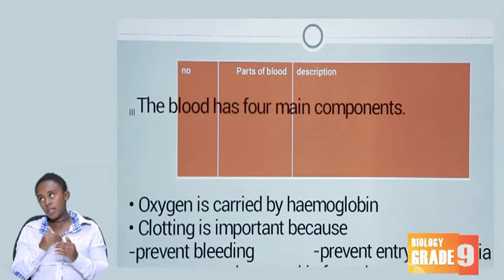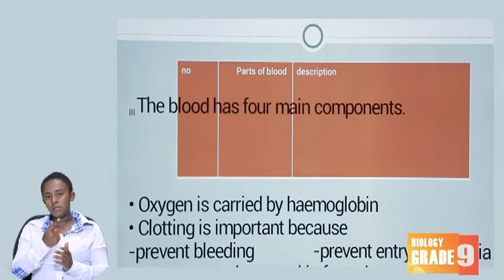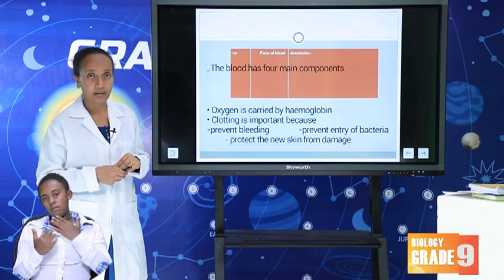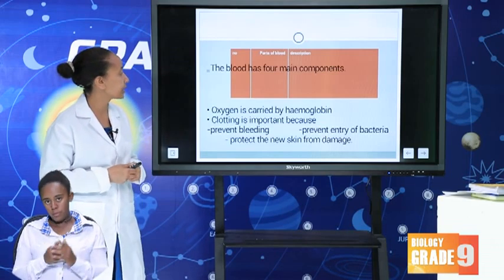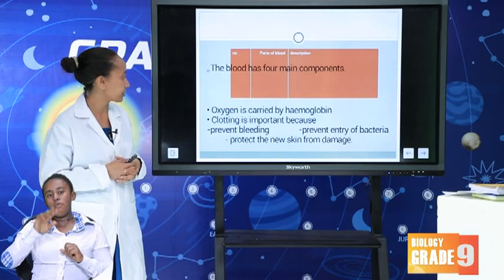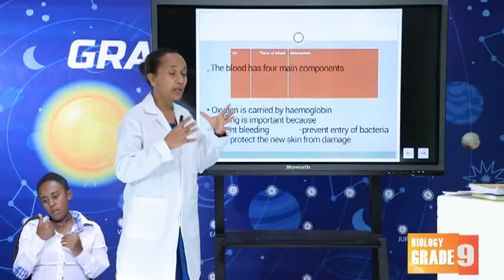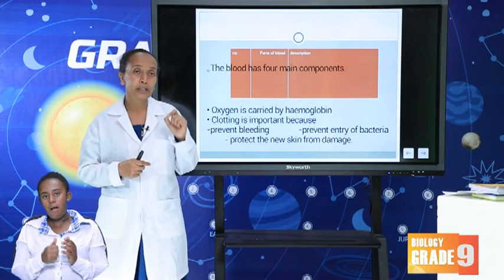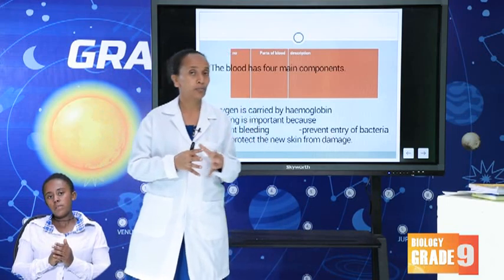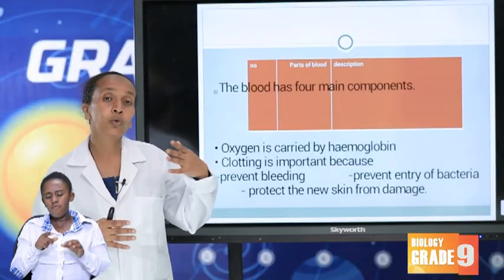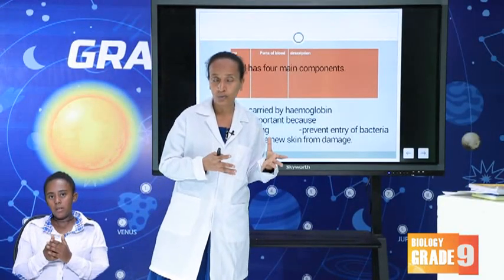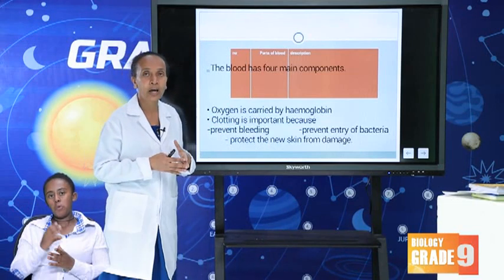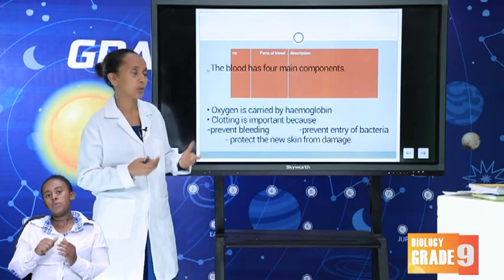And the next part that we are going to see is the third component of the circulatory system, which is the blood. The blood, as you have learned in your lesson, has 4 main components. The first component is the plasma. The plasma is the liquid part of our blood, and it is very important to carry dissolved food or digested food. It is also used to carry waste products like carbon dioxide and urea in our body.